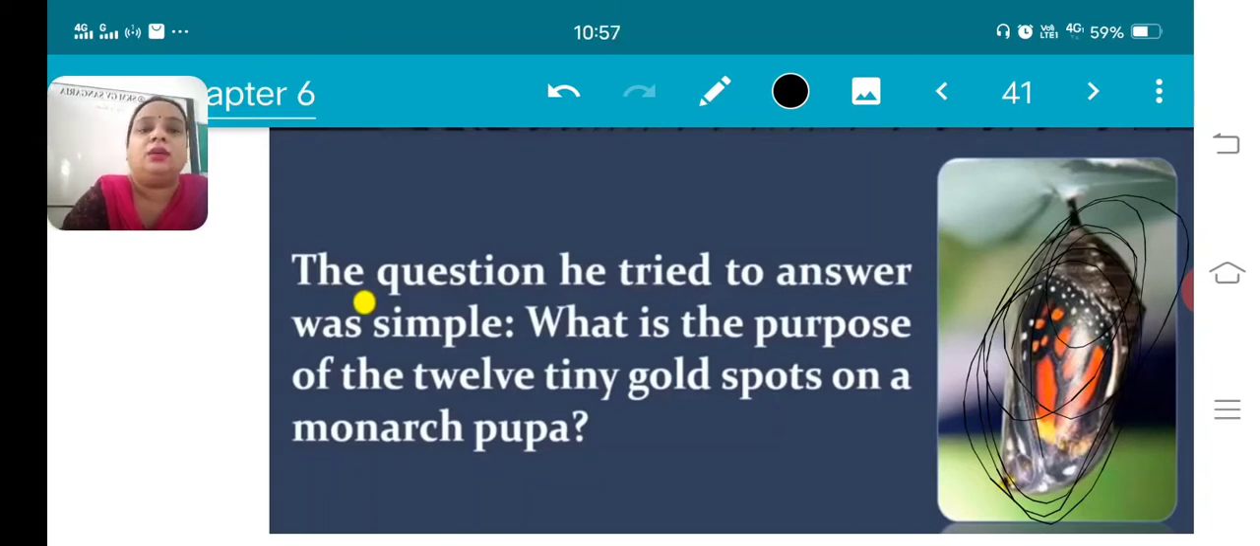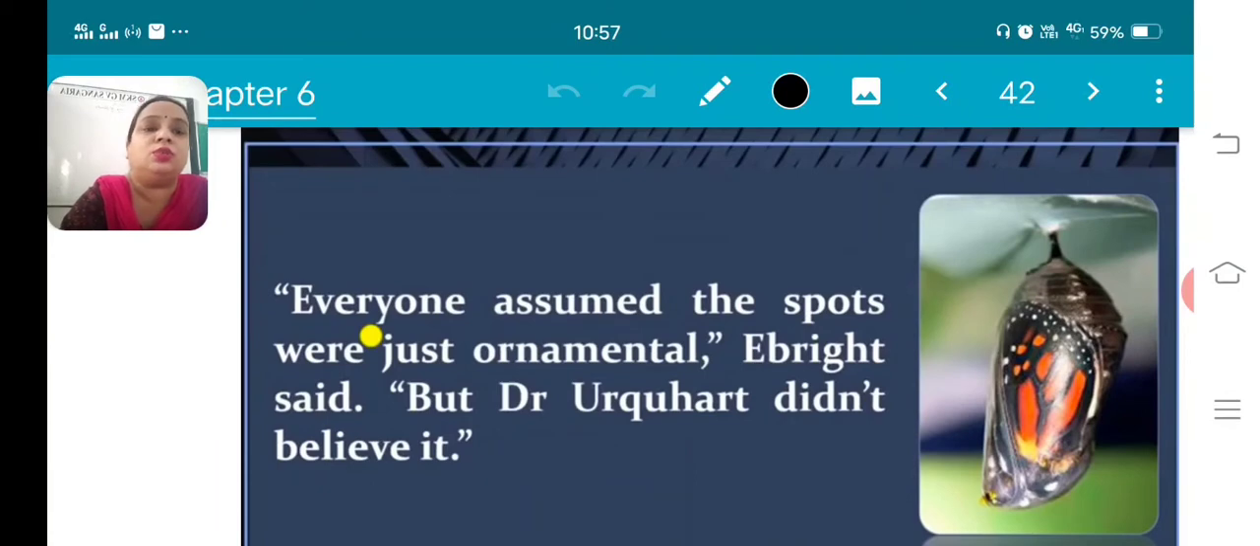Everyone assumed the spots were just ornamental, Ebright said, but Dr. Urquhart didn't believe it. So whoever was doing the study so deeply about the butterflies, most of the people said that the spots were made to make the butterfly look more decorative or more beautiful, right. But Dr. Urquhart did not believe what others said. So that's why Richard went ahead to search all this.